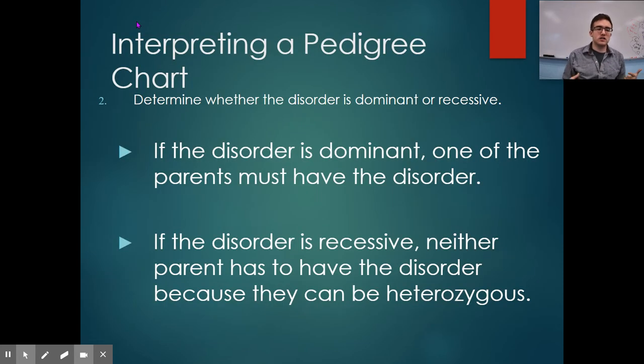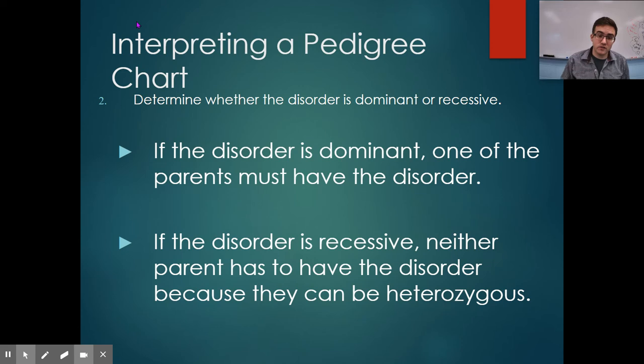The next step is determining if a trait is dominant or recessive. If a trait is dominant, what we're going to see is one of the parents will have the disorder, and we're going to see it appear in every generation. If the trait is recessive, then neither parent can have the disease, and we can see it appear in the offspring. So it can skip a generation.